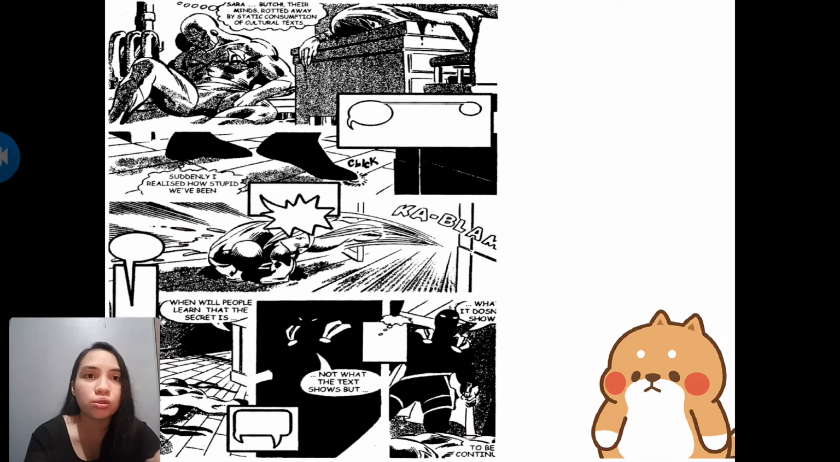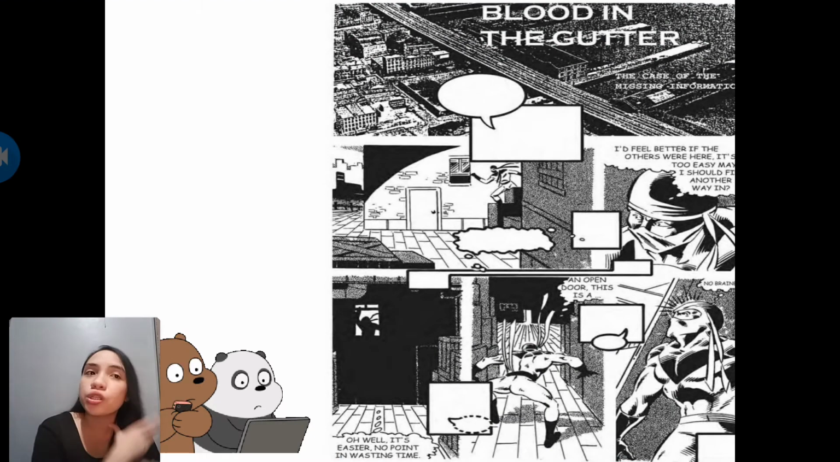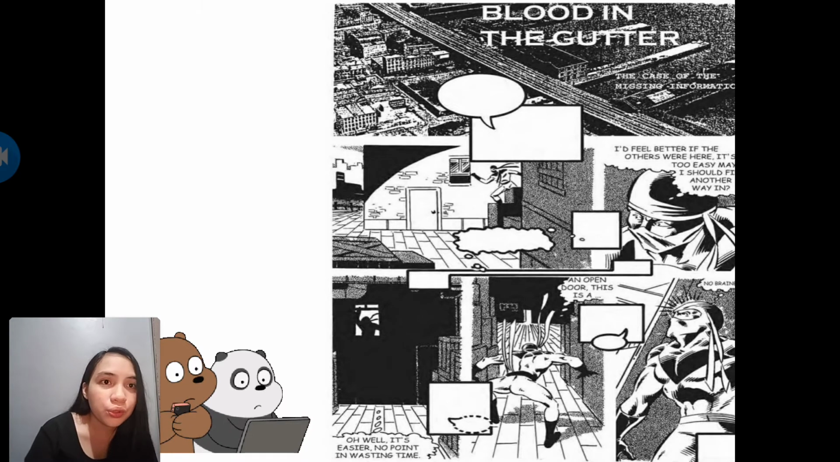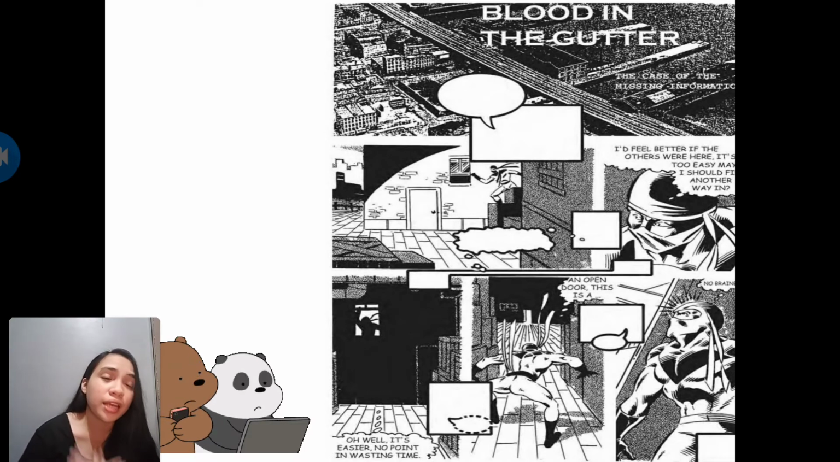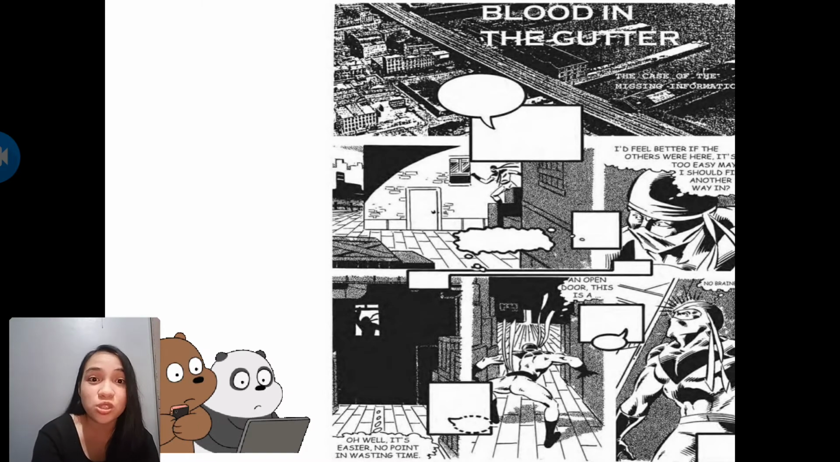So let's go back to the picture. In the picture, as we saw it, we can conclude that its character is a superhero, because he wears a cape. From the first observation, we can conclude that its genre is superhero.